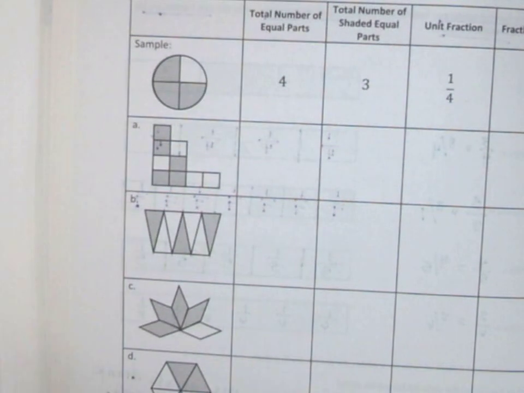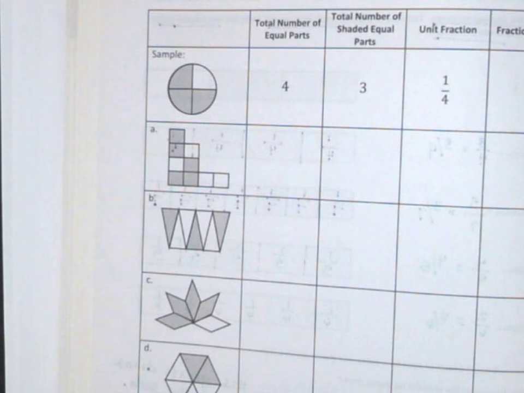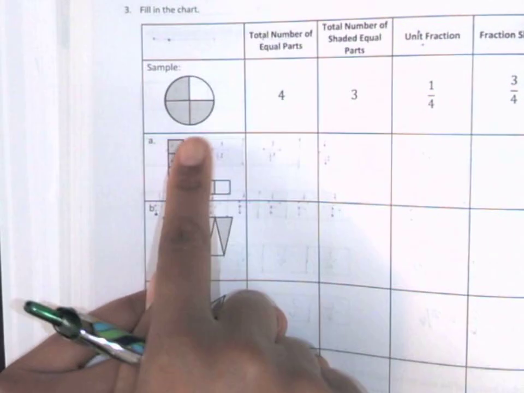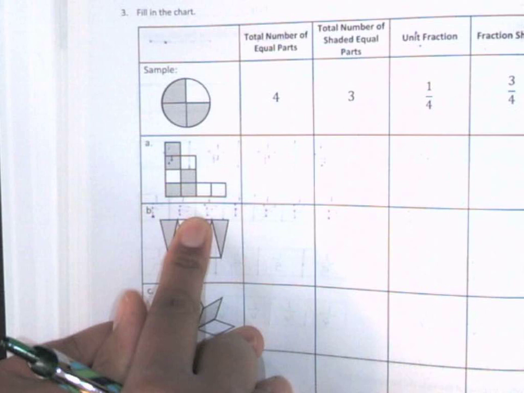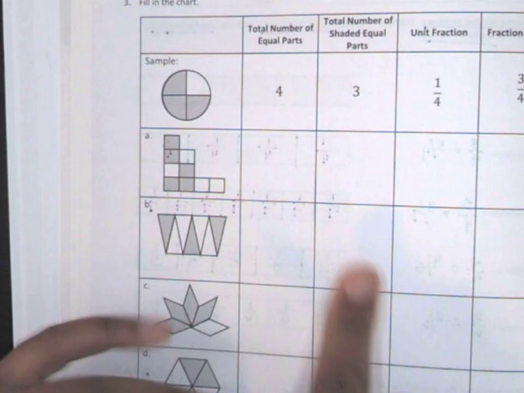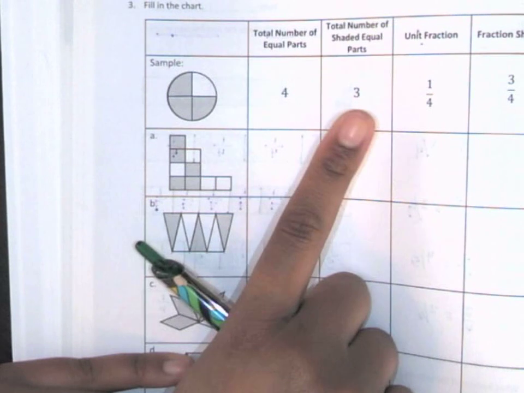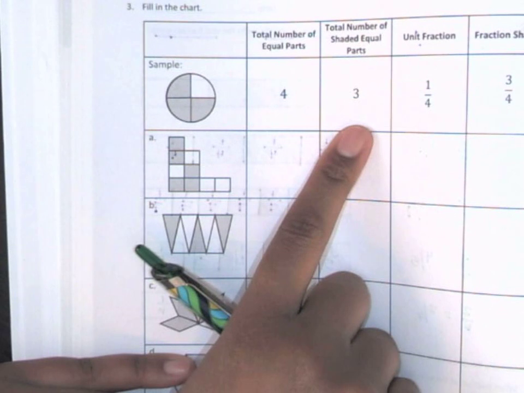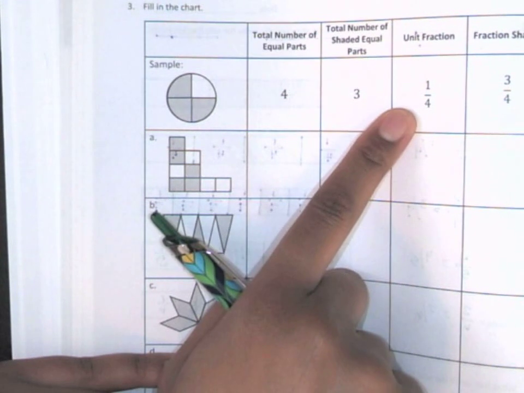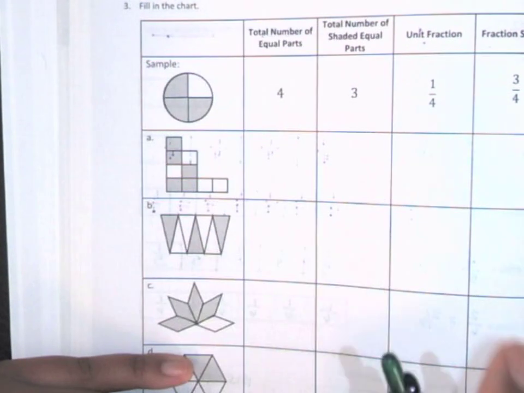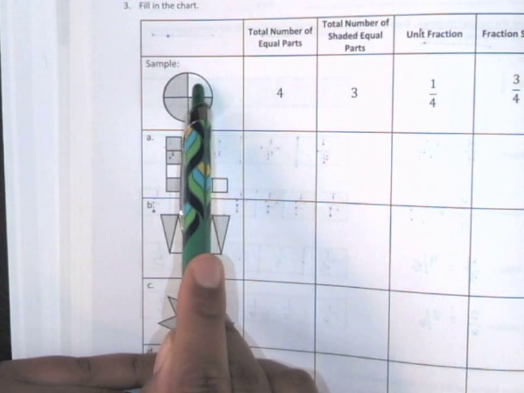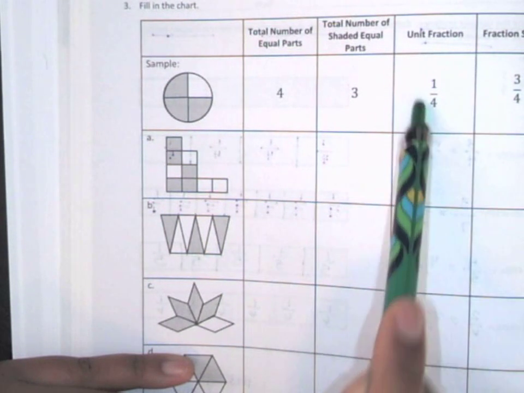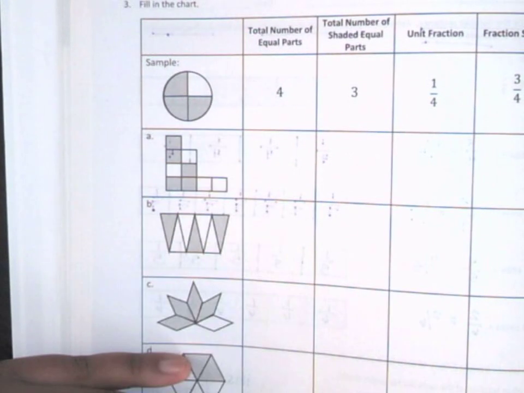Here we are. So the directions for part 3 says fill in the chart. Let's look at the different sections we have here. We have a picture here on the left corner, labeled A through E. You have the total number of equal parts, the total number of shaded equal parts. So how many parts there are total, how many are shaded, the unit fraction, showing here how many are not shaded, and the fraction shaded. Okay, so unit fraction is the part that is not shaded.